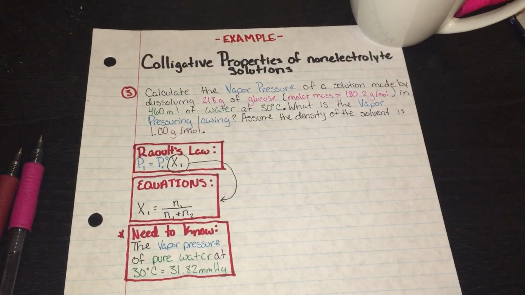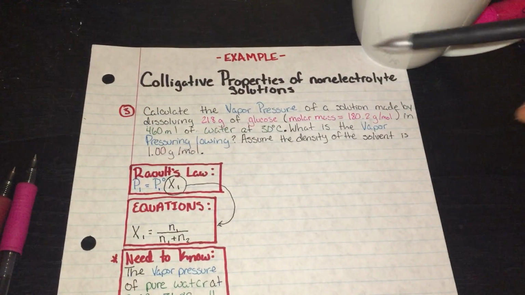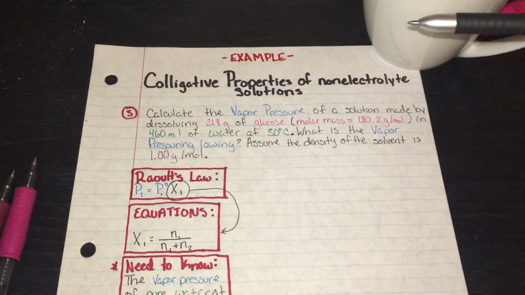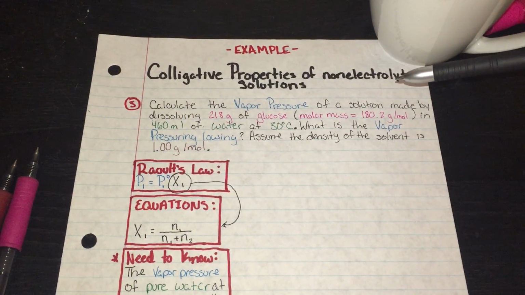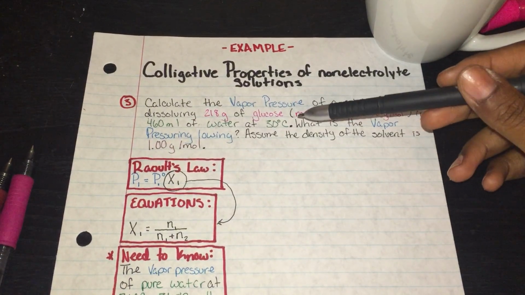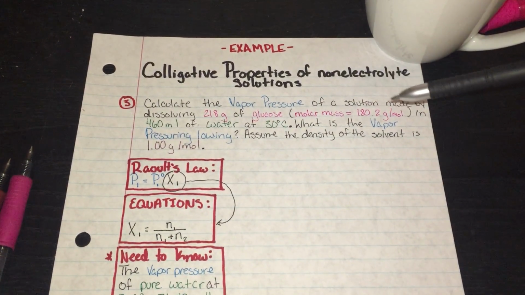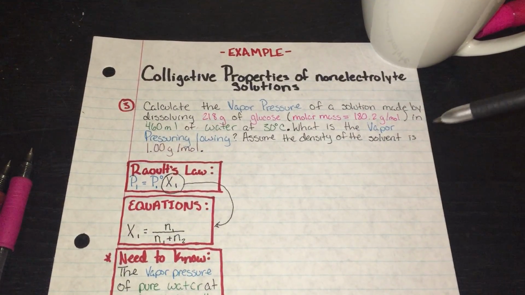For example 3, we have a problem from chapter 12 in the textbook that goes over one of the colligative properties of non-electrolyte solutions. The problem asks us to calculate the vapor pressure of a solution made by dissolving 218 grams of glucose in 460 milliliters of water at 30 degrees Celsius. It also asks us what is the vapor pressure lowering, assuming that the density of the solvent is 1 gram per mole.